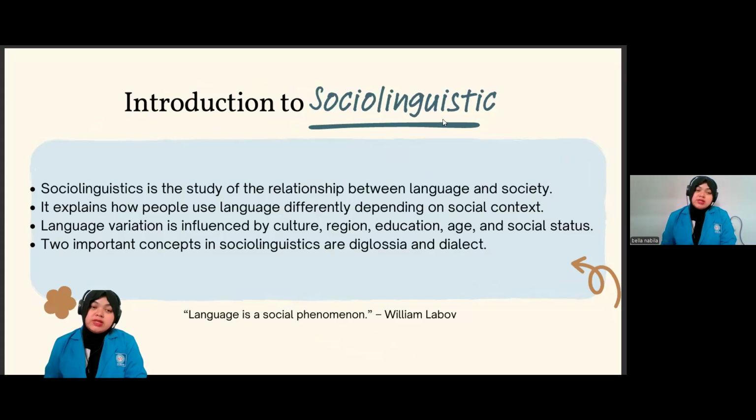Introduction to Sociolinguistics. Sociolinguistics is the study of the relationship between language and society. It explains how people use language differently depending on social context. Language variation is influenced by culture, region, education, age, and social status. Two important concepts in sociolinguistics are diglossia and dialect. Language is a social phenomenon.